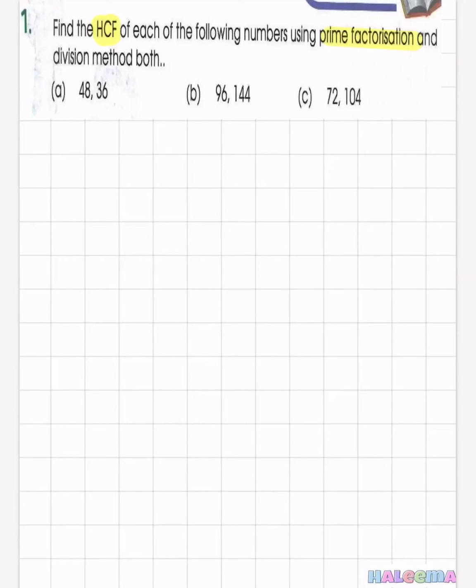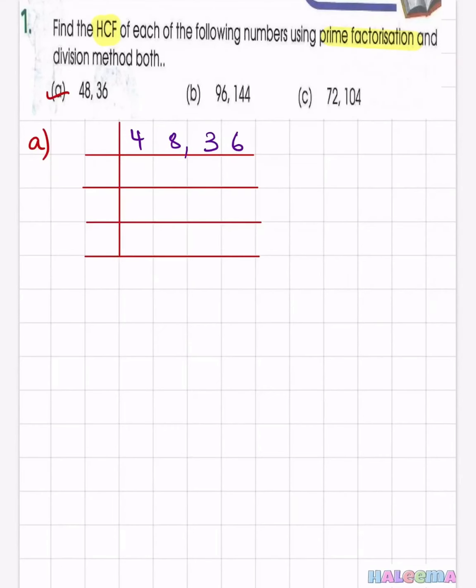Now here we have to find the HCF using the prime factorization. Remember the keywords, I've highlighted them for you. Let's start off with part A. Let's start solving. Both come in the 2 times table, right? So 2 twos are 4, 2 fours are 8, 2 ones are 2, 2 eights are 16.